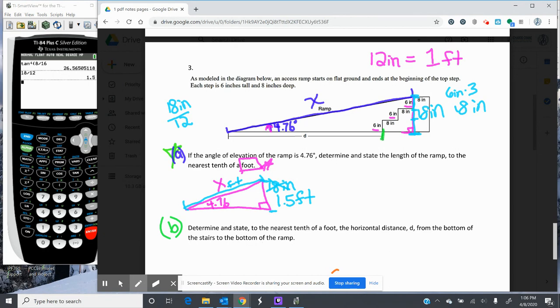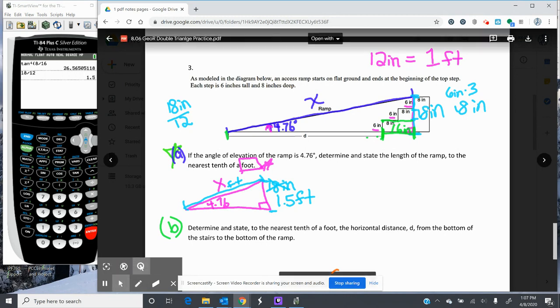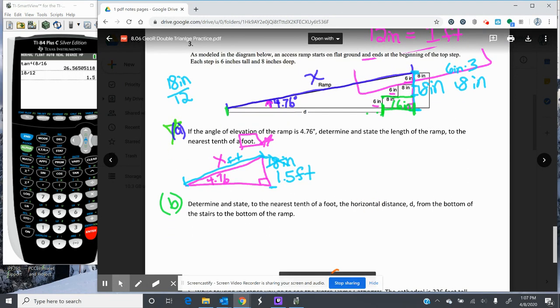So D only goes from here over to here. We could try to make a right triangle there, but you're going to be missing some of your height up in this section. My suggestion is to know that from the bottom step to this height here, it's going to be 16 inches, 8 and 8, because there are 2 steps in. So my suggestion is to subtract those inches out after you find the horizontal distance D.